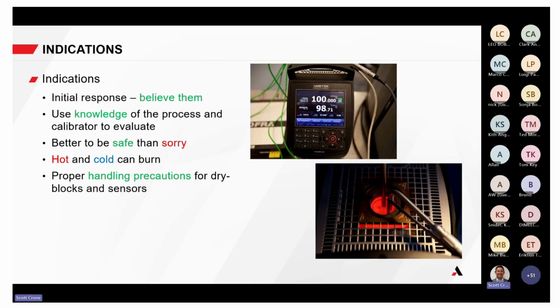And always believe your indications. Your initial response should be to believe that that block is at temperature if that's what the display says. This is an actual block picture of a 600-degree block. It will get very, very hot, and it's better to be safe than sorry. Hot and cold can burn, and proper handling of the precautions for the dry blocks and for the sensors. Be very careful.